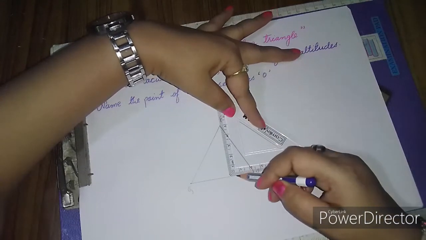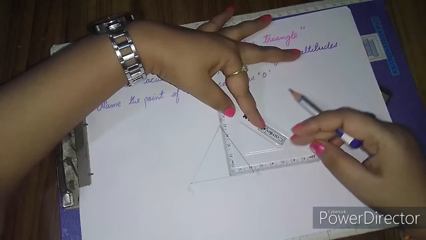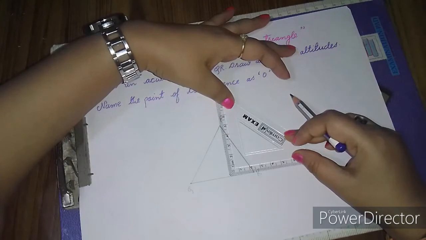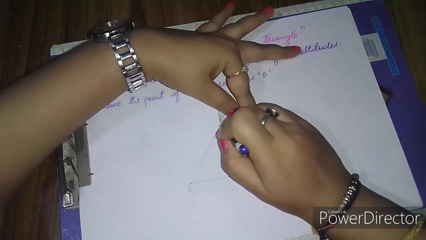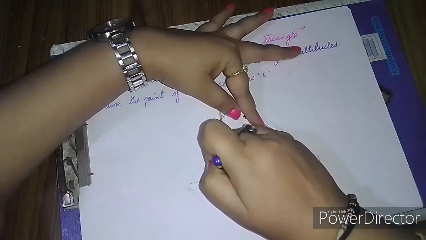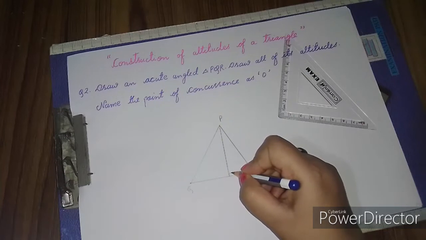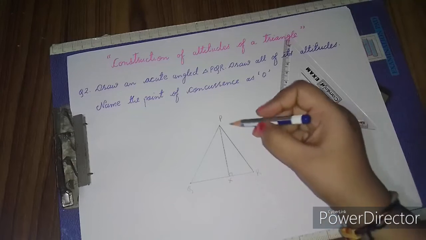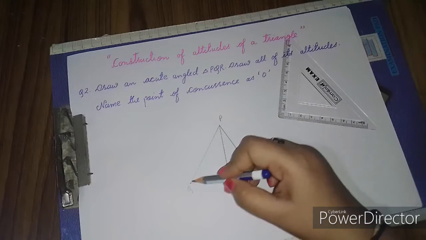See over here, look over here. You can see over here that on your side QR you have placed your set square. See, it is overlapping. Can you see the drawn line? So it is overlapping on your side QR. So you have to draw like this. Draw a line like this. Now this becomes what, students? This becomes your 90 degree. You can name this as X. So segment PX is the altitude of your triangle PQR.